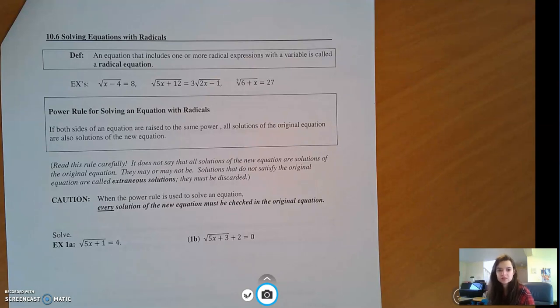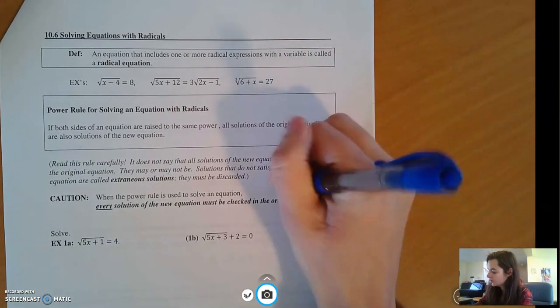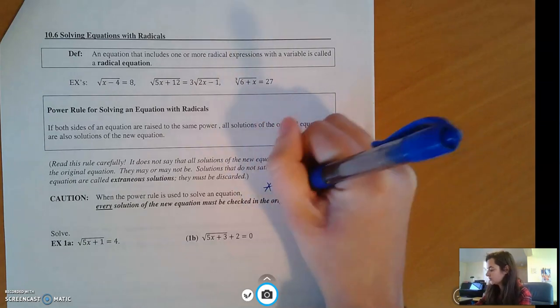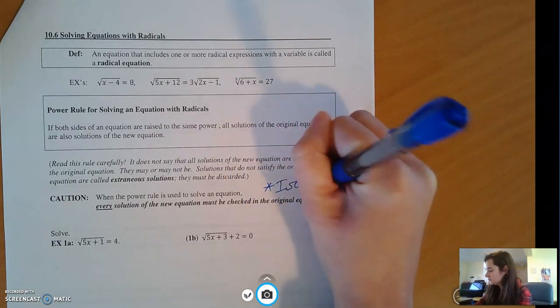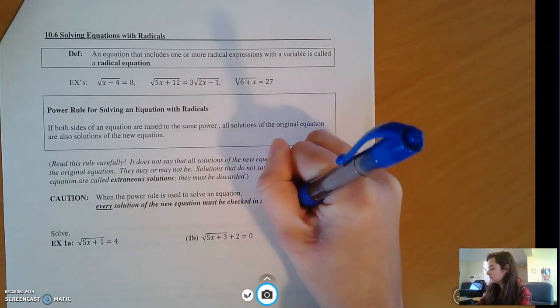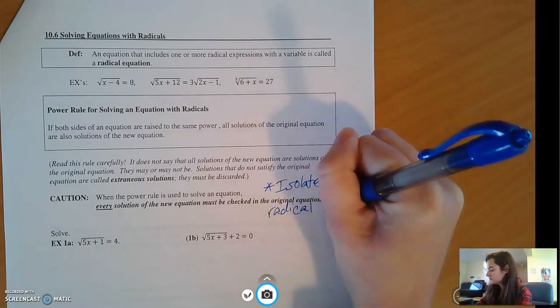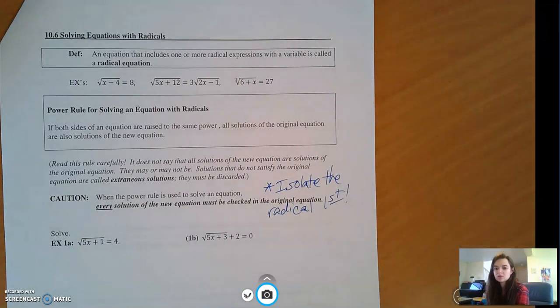Because the thing is, if there's other stuff on the same side with it, and you square it, you don't just square the pieces, you square the whole thing. So really, when you're solving these, what you're going to want to do first is just get the radical by itself, so that when you square it, or cube it, or raise it to the fourth power, it actually does what you want it to do. Okay? So we'll make a little note here that you're going to want to isolate the radical first. Okay? So let's do a bunch of them.